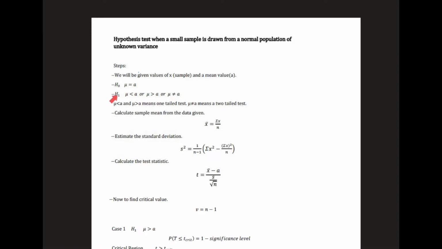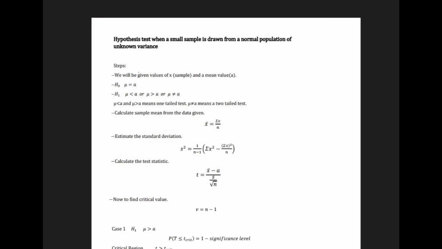The alternative hypothesis depends on the question. It can be mu less than a, mu greater than a, or mu not equal to a. So it depends on how the question asks. You have to read through the question and determine which one you should take. If you take mu less than a or mu more than a, it means a one-tail test. We call it a one-tail test basically because of this.